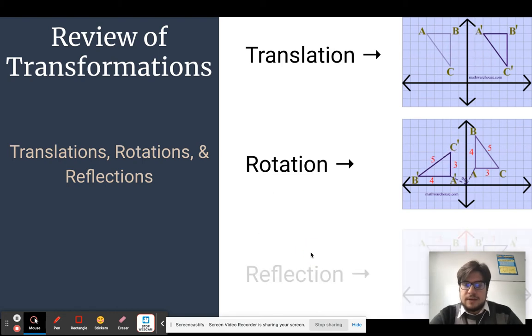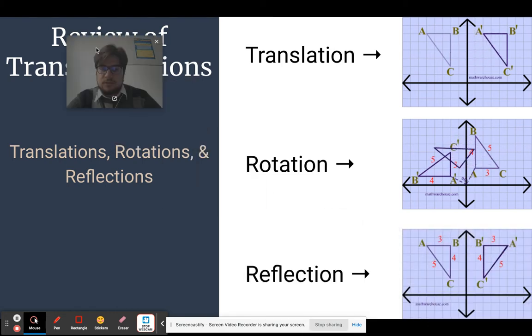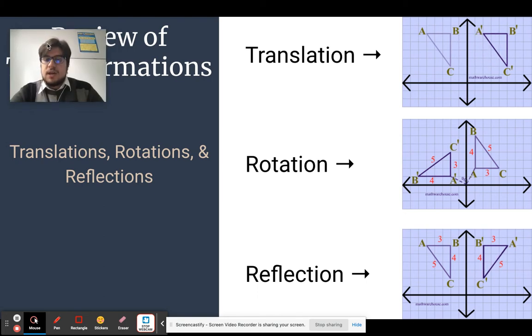And then finally, we have an example here of a reflection. A reflection, okay? And this was an example of a reflection across the y-axis, okay? So again, we'll talk about the actual rules. Now, what happens if we don't have a graph? This is where the rules will come into place.